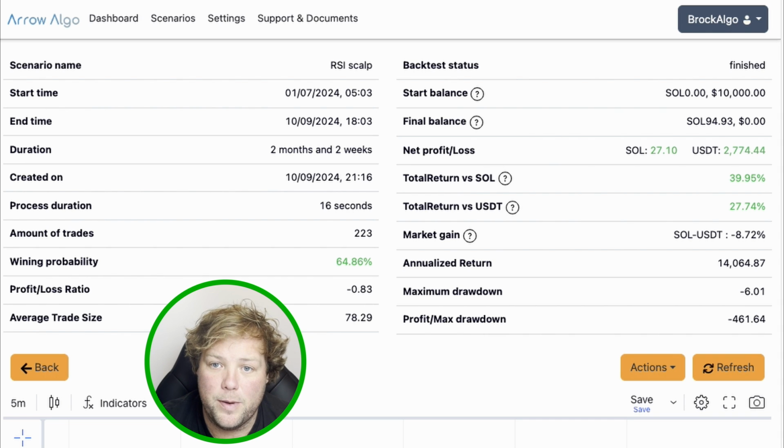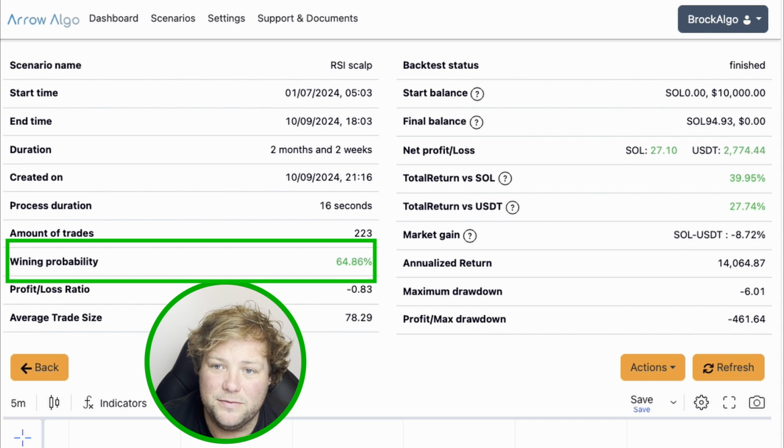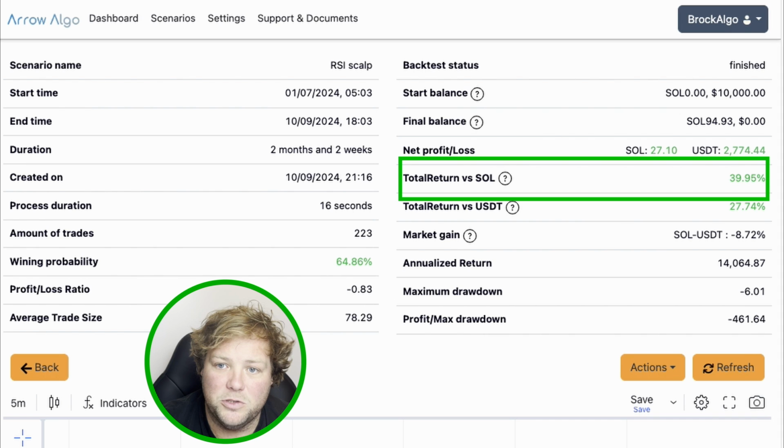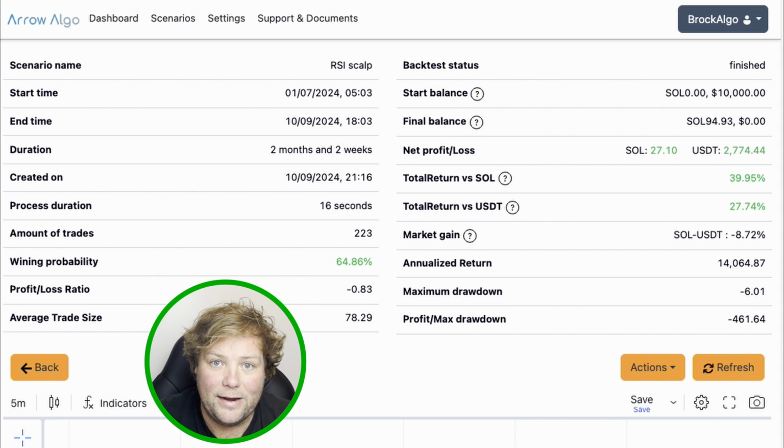Over the same 2-month period, we executed 233 trades, and the win rate was a massive 64.86%, making it the highest of all 3 of the strategies. The total return against Solana was just under 40%, and the return against Tether was 27.7%. So despite the overall market being down 8.7%, we still locked in some pretty good gains.